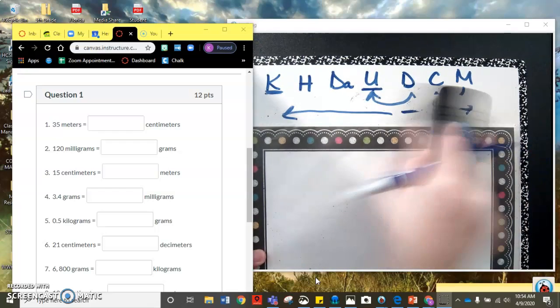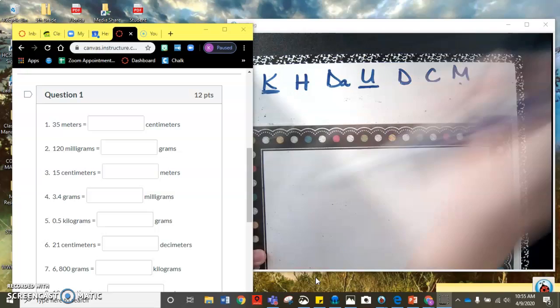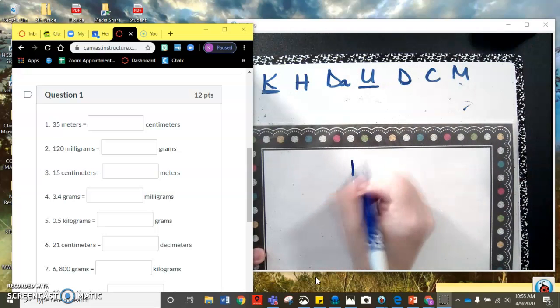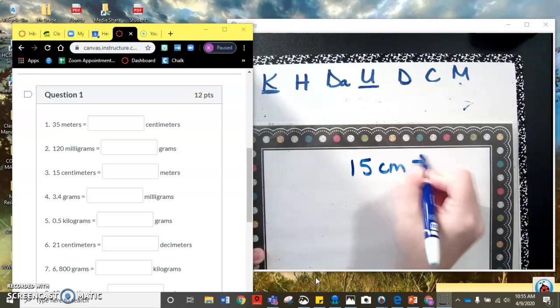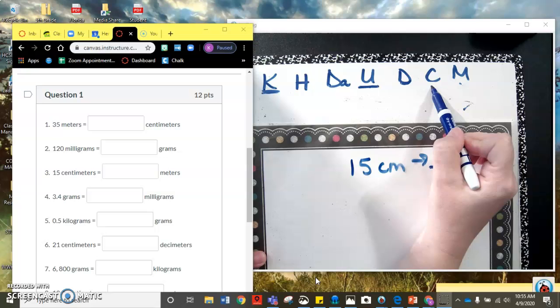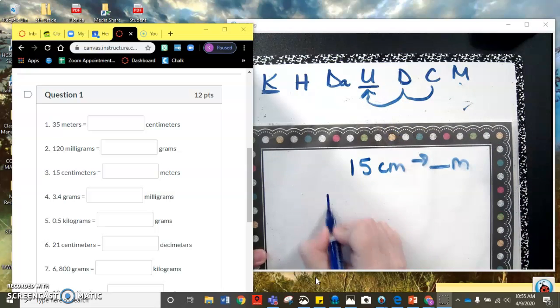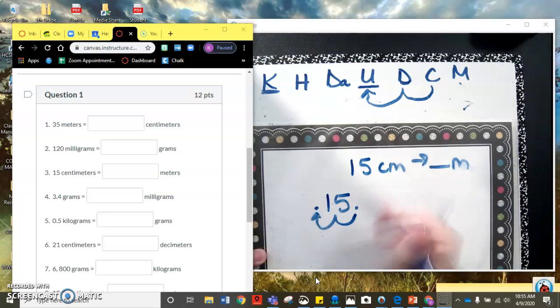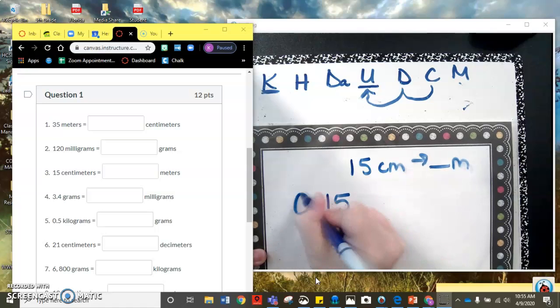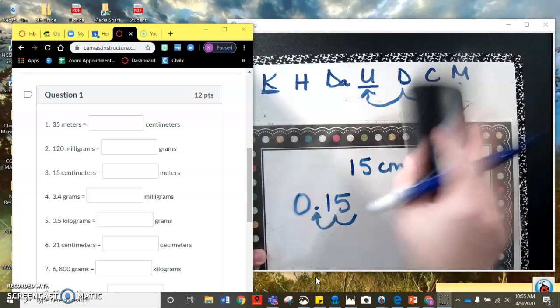So number 3 is 15 centimeters, and we want to know how many meters is that. So we're going to move from centimeters to meters. So we're going to move 1, 2 spots to the left. Here's my 15. Move 1, 2 spots to the left. And we have 15 hundredths of a meter. We're going to go ahead and do one more. We'll do number 4.